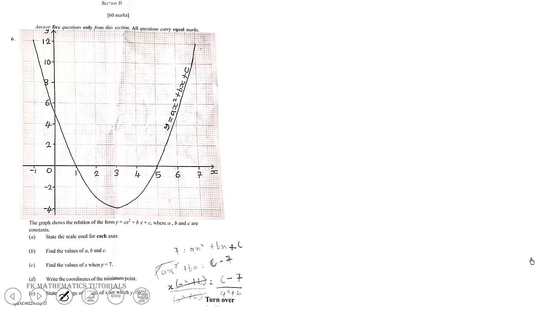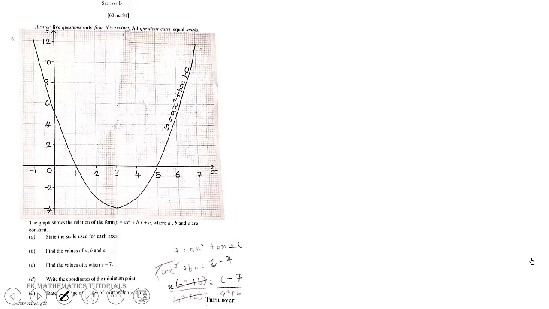Question 6: the graph shows the relation of the form y equals ax squared plus bx plus c, where a, b, and c are constants. State the scale used for each axis. When you look at the x-axis, from -1 we move to 0, then to 1, 2, 3, 4, 5. We have steps of 1 for each 2 centimeters. So the scale will be 2 centimeters to 1 unit on the x-axis.